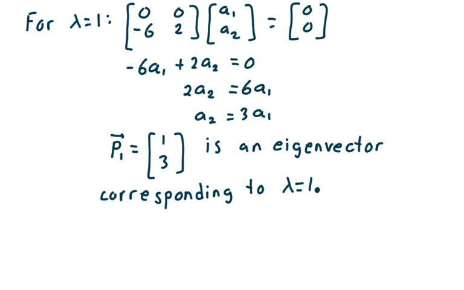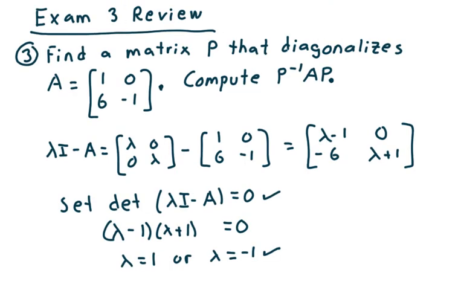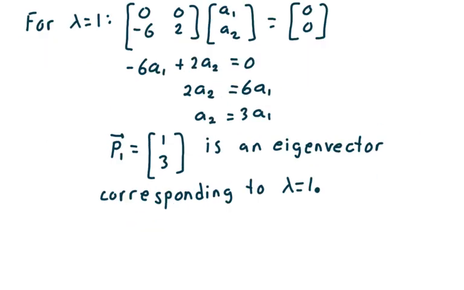Now, for lambda equal 1, in other words, I'm going to come back here and replace lambda with 1 here and over here. And when I do that, I get the matrix 0, 0, negative 6, 2. I'm going to multiply that by the column vector A1, A2, and set that equal to the column vector 0, 0. So what am I trying to do? I'm trying to find an eigenvector that corresponds to lambda equals 1.